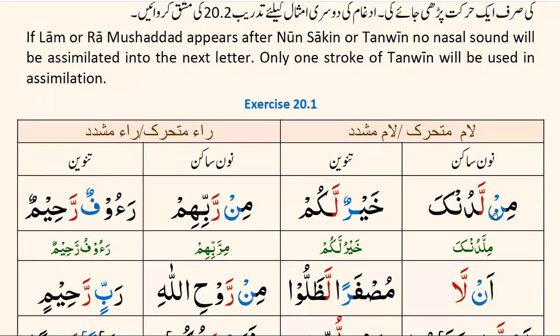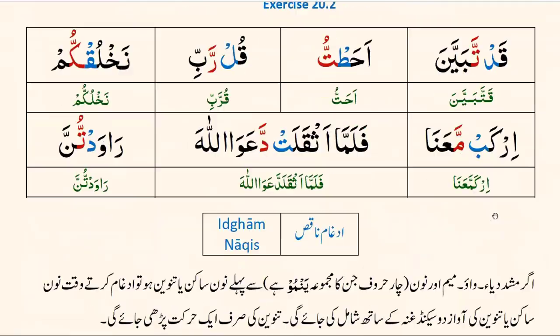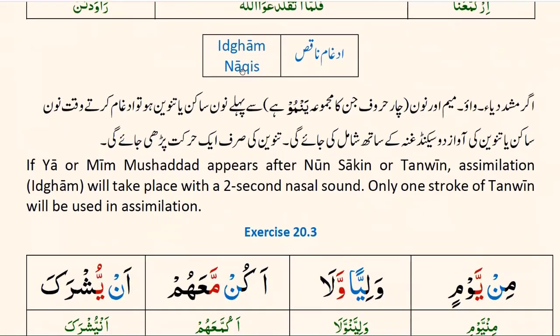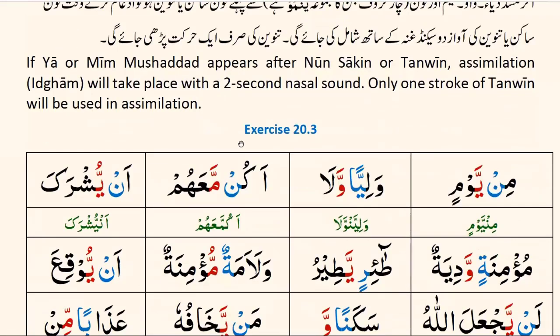That is the case with idgham kamil. In case of idgham naqis, remember naqis, we're giving a nasal sound, okay? So try and make that link in your head as well so that it's easier for you to remember. The second type is idgham naqis, where we do give a nasal sound, where we don't eliminate the sound of the noon. Instead, we do give a light nasal sound.